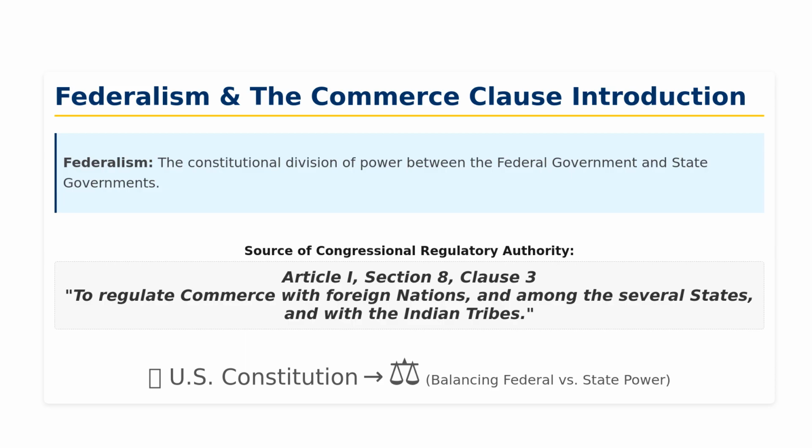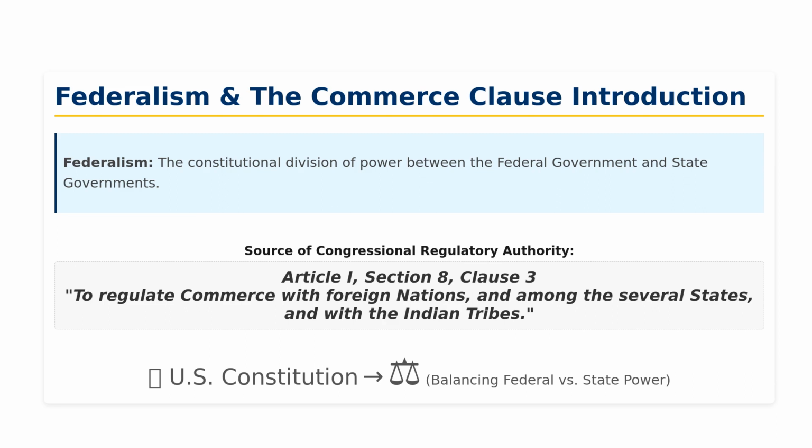reach. The primary source granting Congress the power to regulate national economic activity is found in Article 1, Section 8, Clause 3 of the Constitution, the Commerce Clause. This clause grants Congress the power to regulate commerce with foreign nations, and among the several states, and with the Indian tribes. For the purposes of the uniform bar examination, understanding the Commerce Clause means understanding precisely where federal power begins and where state sovereignty remains protected.